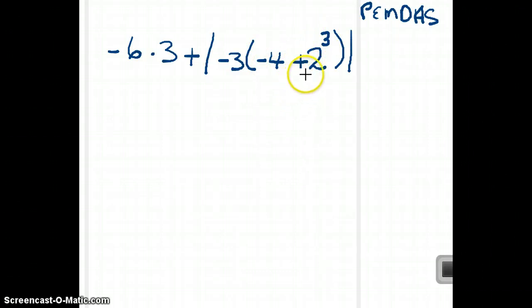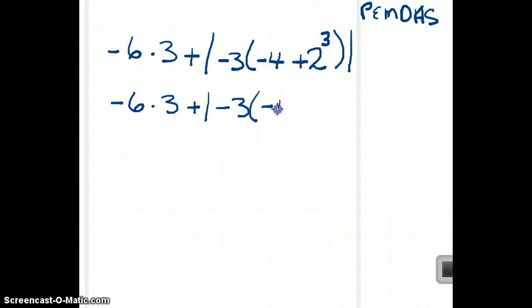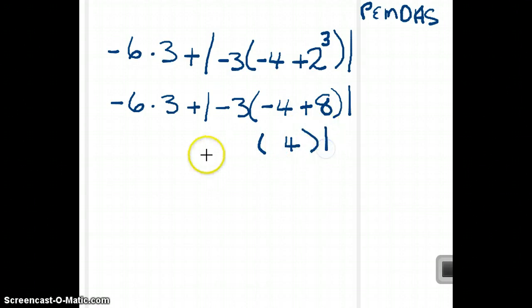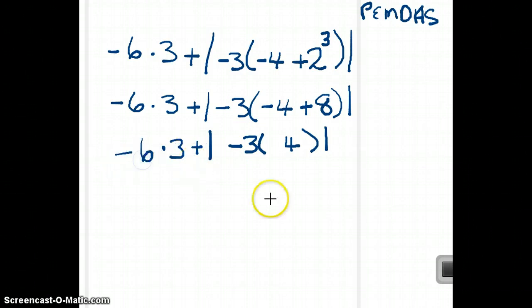Do I have parentheses inside the parentheses? No. Do I have an exponent? Yes. All right, so I'm going to take care of that first. Now I'm going to rewrite everything else except for the one thing. 2 to the third is 8. Close parentheses, absolute value. Inside the parentheses again. Negative 4 plus 8 is 4. Keep my absolute value sign. Keep my 3. Keep my absolute value. I'm rewriting everything again.